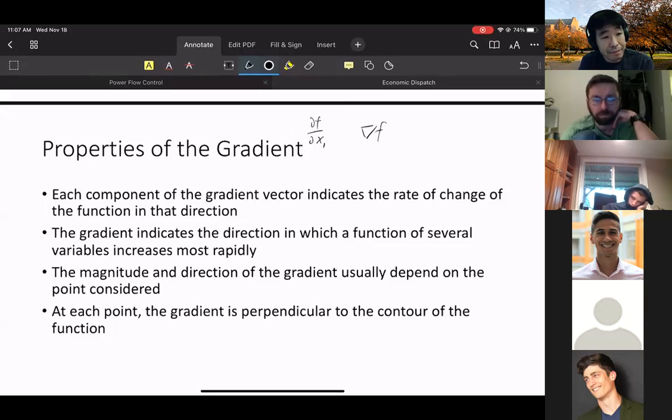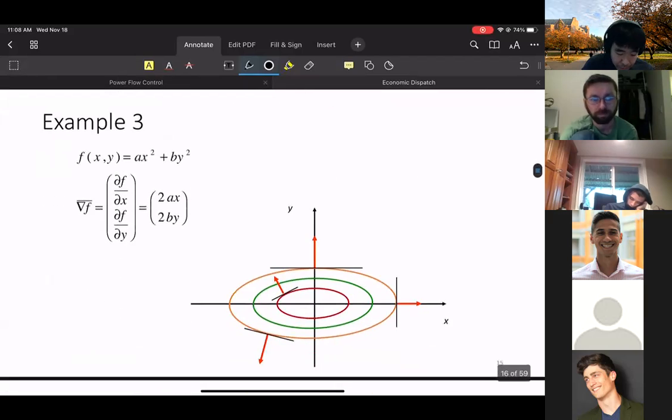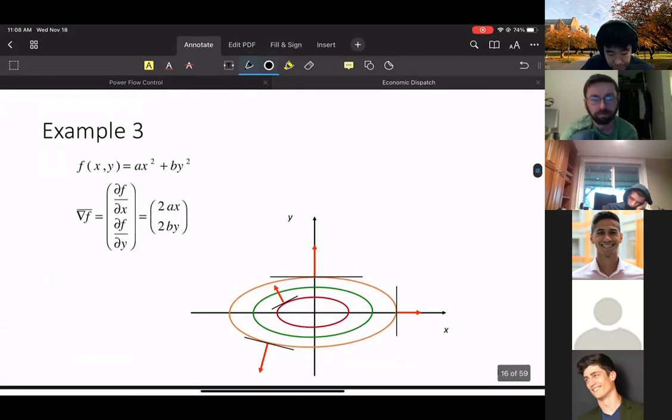Okay, basically what this vector does, it tells us the rate of change, the maximum rate of change, right? The direction that has the maximum rate of change. Okay? So this vector, if you look at the function, this is a vector, and this vector tells us in which direction the function is changing the fastest. Okay, so it would be better if we do an example. So let's look at an example.